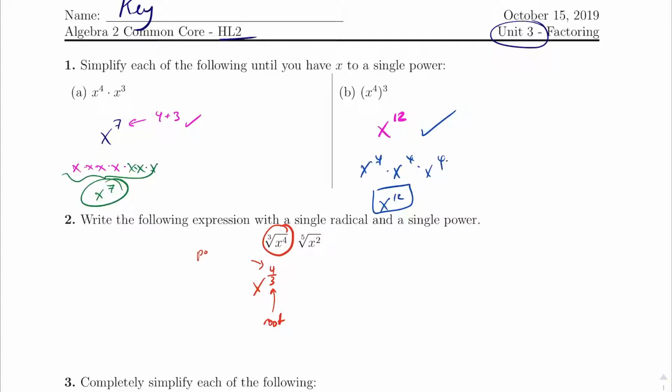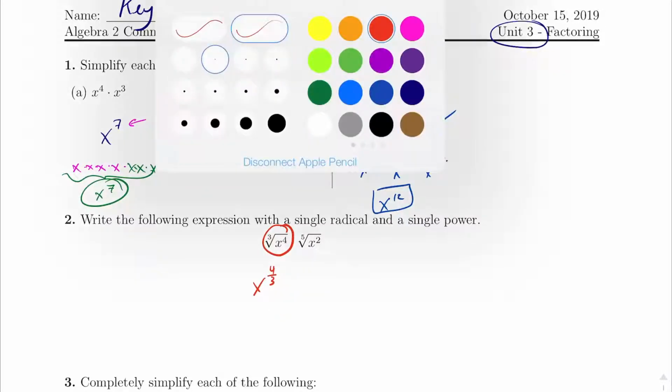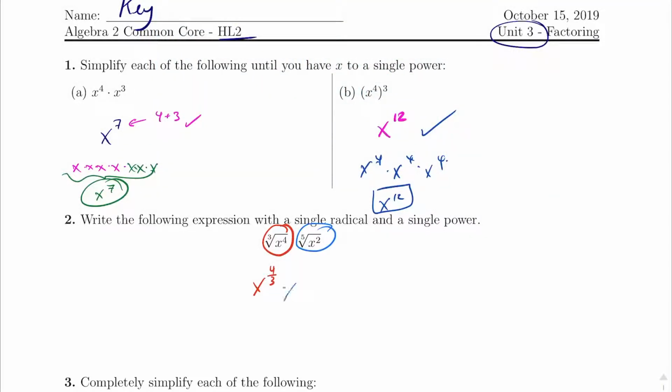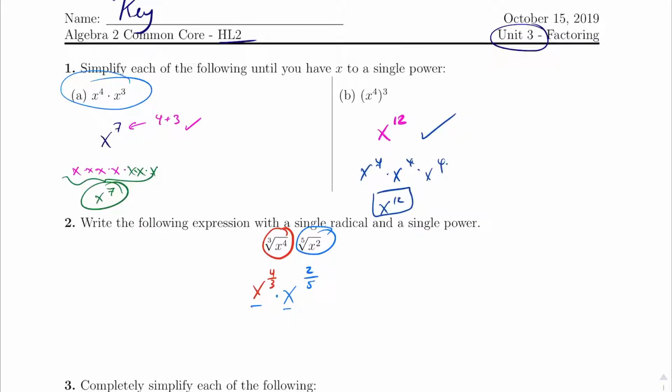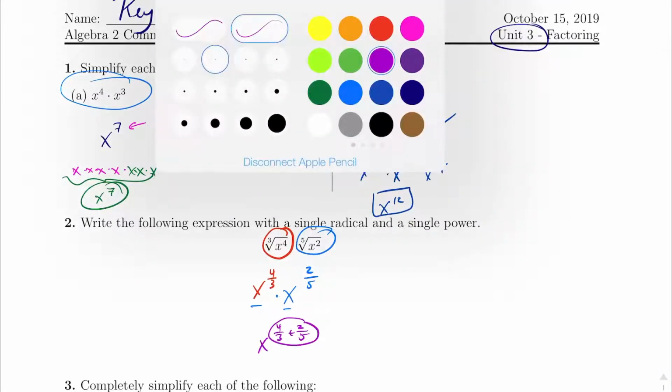So, because we have these observations, we can also do the same thing to the next one. So this one right here is x to the power of 2, root of 5. And now when we multiply this and this, it looks a lot like part A. So because we're multiplying two things with the same base, we add the exponents, x to the 4 over 3 plus 2 over 5.